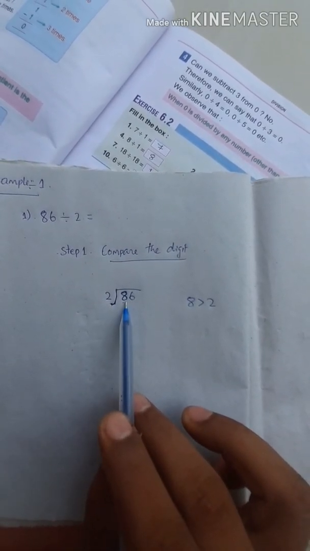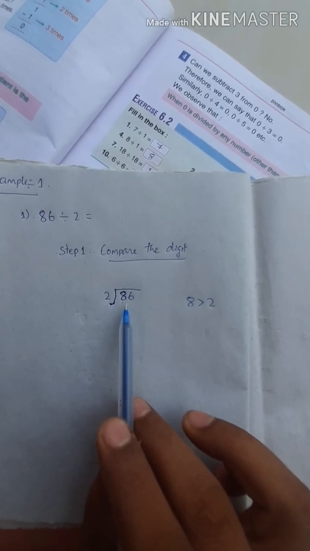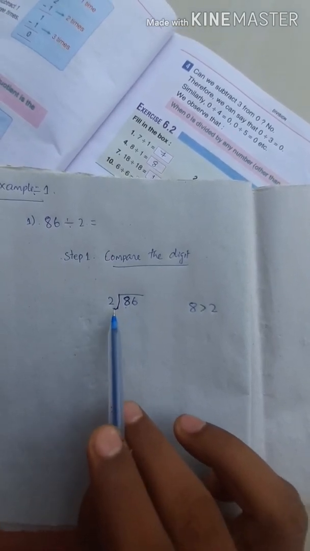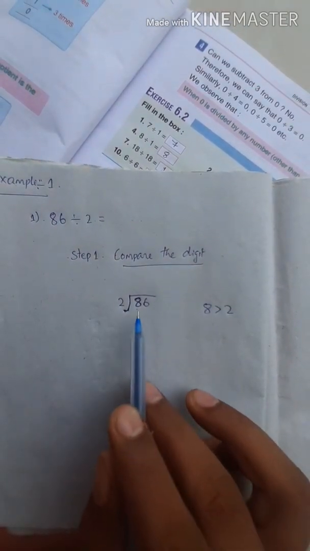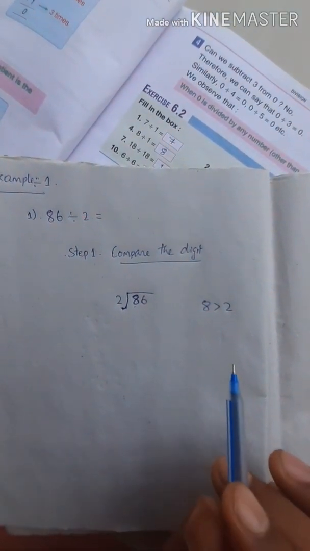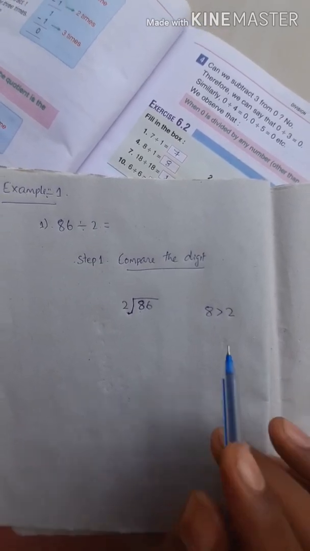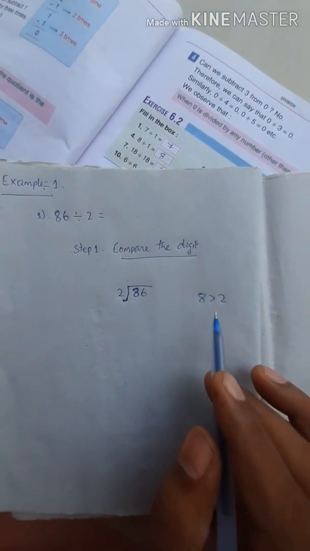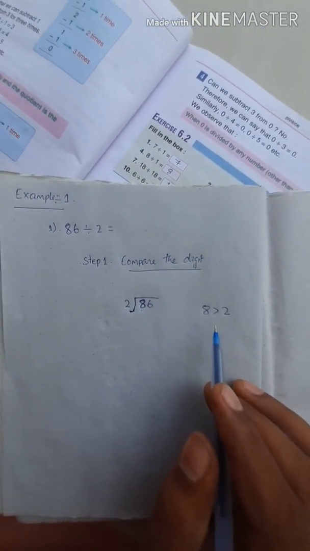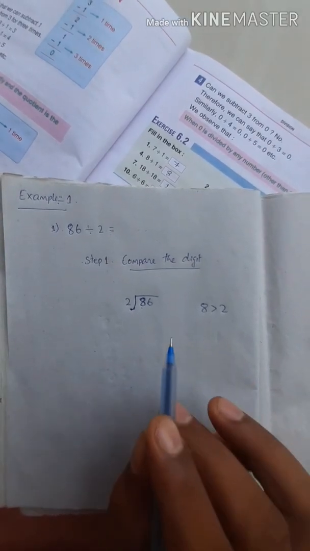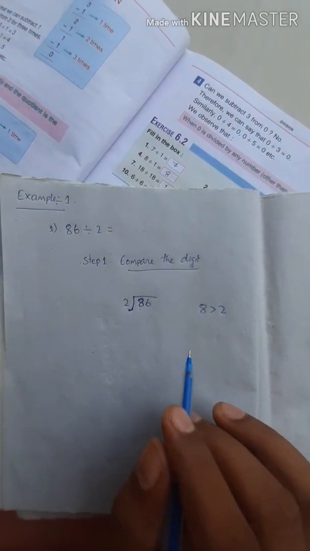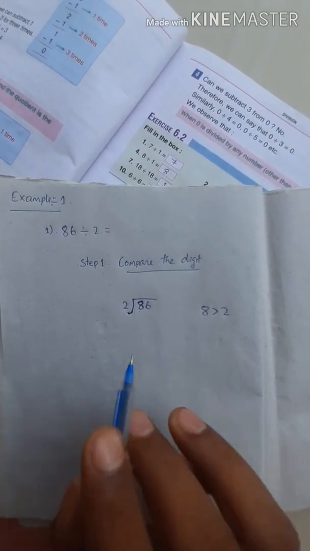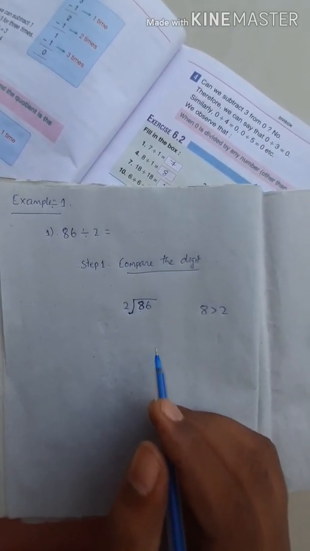Here you know the leftmost digit is 8, and we have to divide 8 by 2. For doing this, you know that 8 is greater than 2. So students, therefore we can divide 8 by 2. So step 2 is doing the division here. So let us do division.